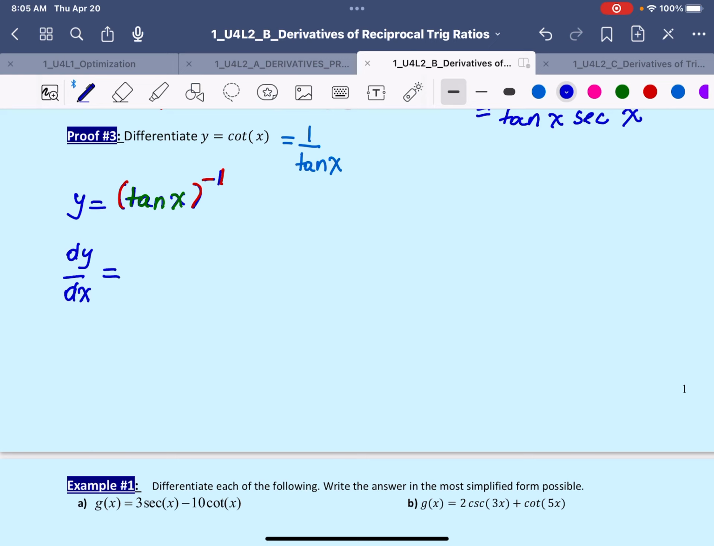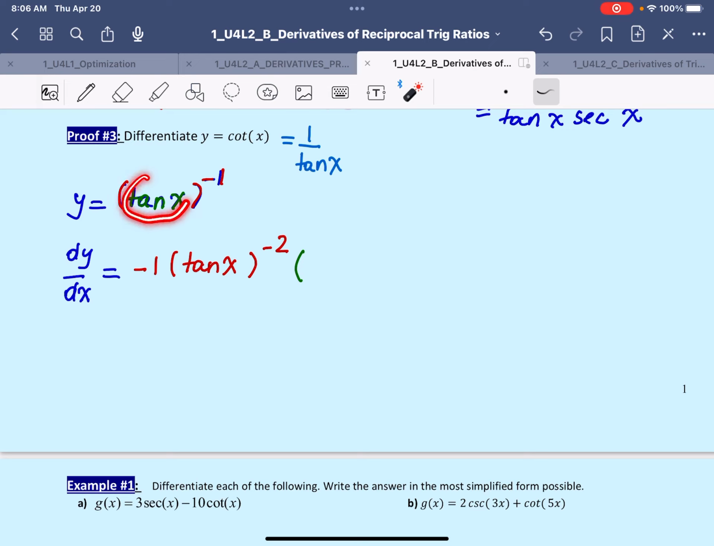dy/dx equals, we'll start off with the power function, -1, decrease the power by 1, so that makes a -2. Inside, we don't change anything because we're only differentiating the power. Now we multiply by the derivative of the inside. Now we know that the derivative of tan is secant squared x. That's from the previous lesson. So we'll multiply by secant squared x.